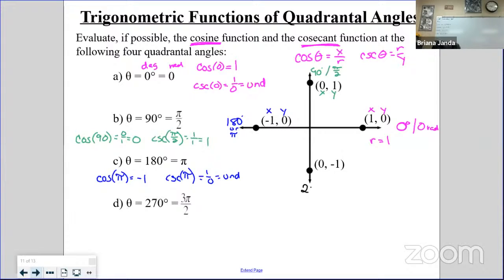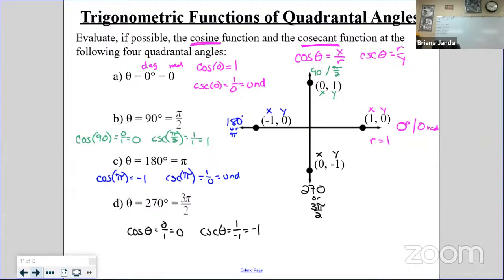All right, our last option should have been the negative y-axis here. 270 degrees, 3 pi over 2 in radians. Cosine there would use our x value over our radius, which should have been 0. And our cosecant was our radius over our y value, which is -1.